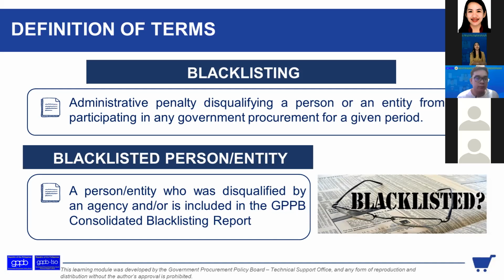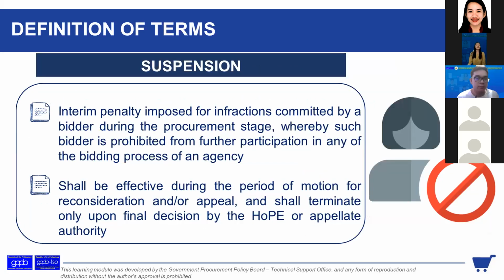Yun yung blacklisting. How do we compare it with suspension? Suspension is merely an interim penalty. It could be 1 year or 2 years, no? Imposed for infractions committed by a bidder during the procurement stage, whereby such bidder is prohibited from further participating in any of the bidding process of an agency. Bali, yung suspension, dyan lang siya magti-take effect within the procuring entity, no? Hindi siya kasama doon yung ibang government agencies.